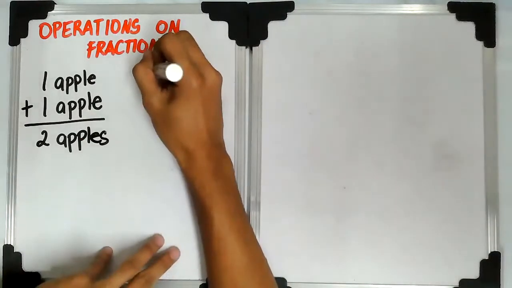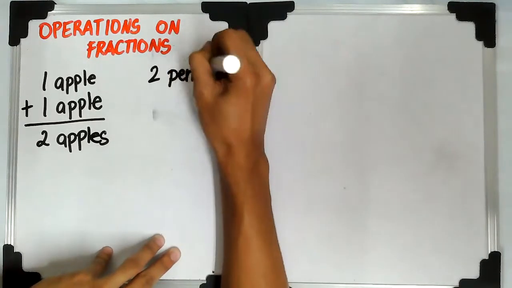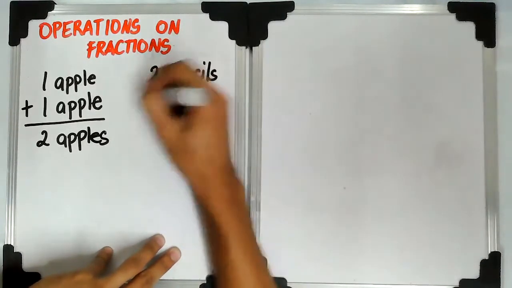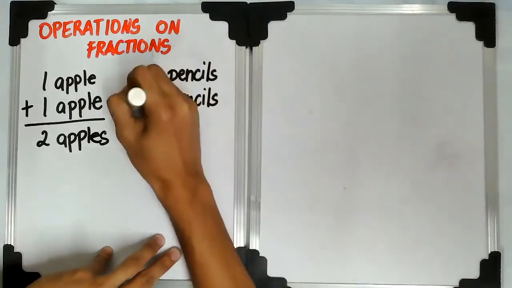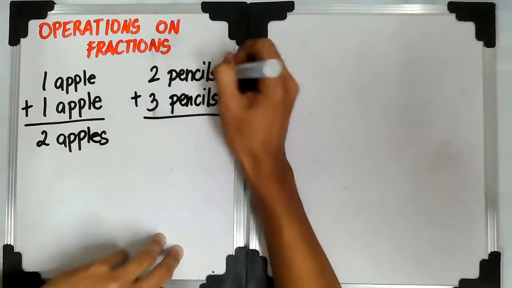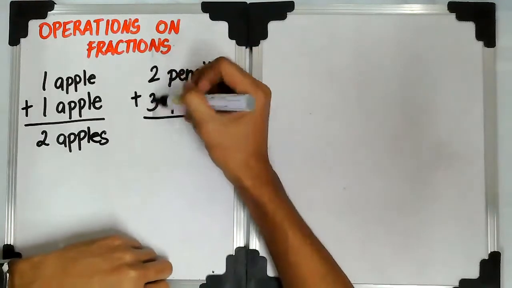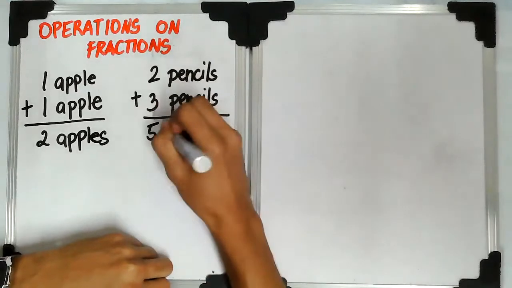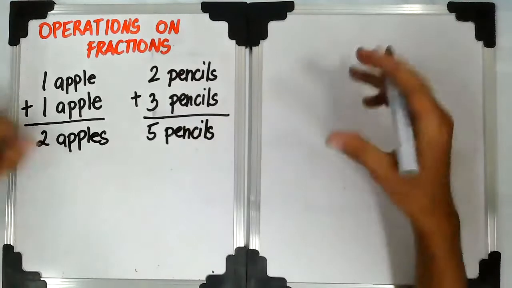All right. So let's have another one. If we're going to have two pencils, three pencils, and we're going to add this, we have the same thing that we're going to add. Since you have 2 and 3, this will be equal to 5, and you have 5 pencils.